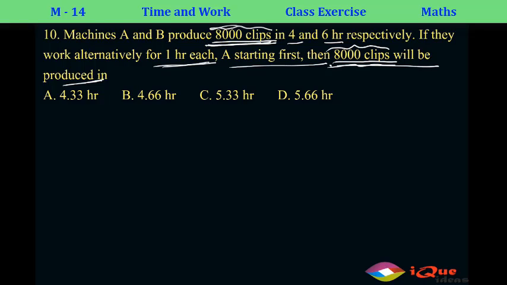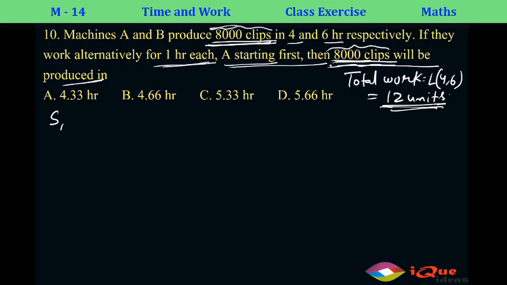Let's assume that the total work is equal to the LCM of 4 and 6, and that is 12 units, or 12 clips. Now, the question is: A starting first, then 12 clips would be produced in how much time? So let's do one thing. Total work is 12 units.